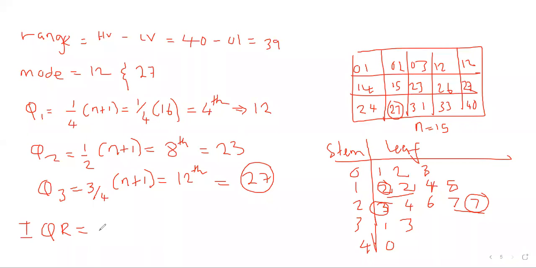Q3 minus Q1. Good. And what is our Q3? It's 27. And Q1? 12. And what do we get? 15. Who can find the semi-quartile deviation?